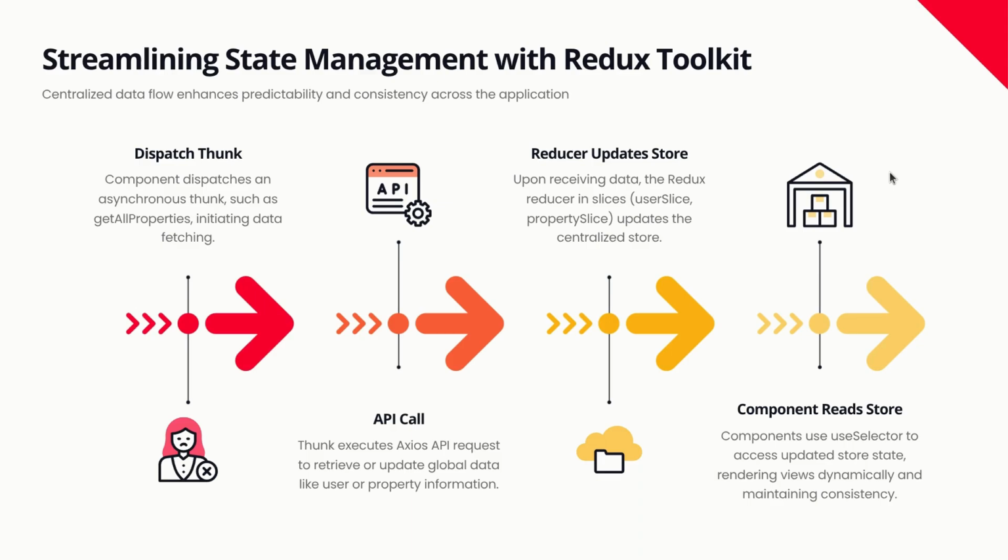This is typically an HTTP request using a library like Axios to an API to retrieve or update global data like user or property information. Upon the successful or failed return of an API call, the thunk dispatches a regular action to the specific Redux reducer function using a slice, for example userSlice, propertySlice. This processes the action and updates the centralized Redux store with the new data immutably.